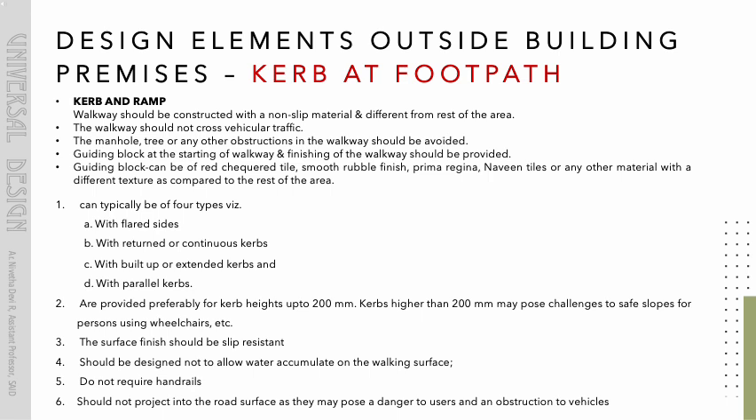Can typically be of 4 types, viz. A. With flared sides. B. With return or continuous curbs. C. With built-up or extended curbs, and D. With parallel curbs. Are provided preferably for curb heights up to 200 mm. Curbs higher than 200 mm may pose challenges to safe slopes for persons using wheelchairs, etc.